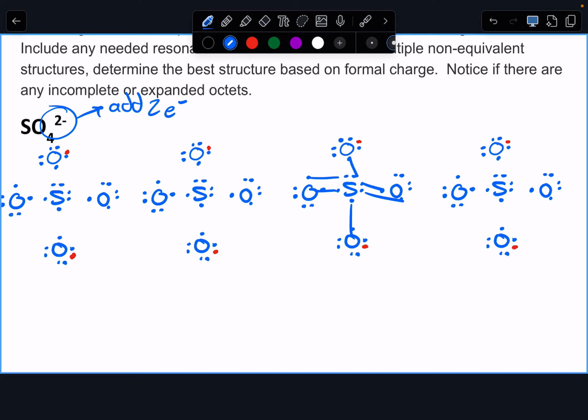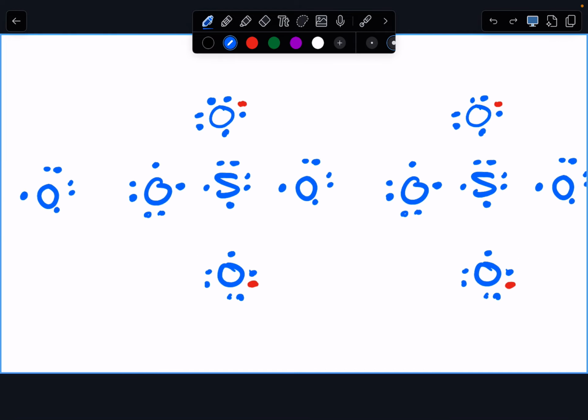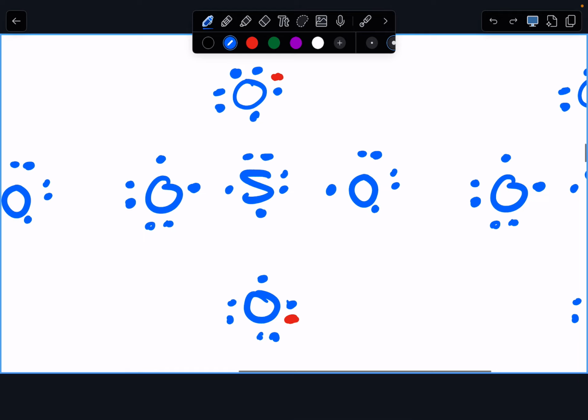So let me back up and zoom in on this diagram. Okay, so to make sure we're all on the same page, these were my regular oxygens, sulfurs, and then these 2 oxygens I added an electron to because it was charged, because it was sulfate 2-.